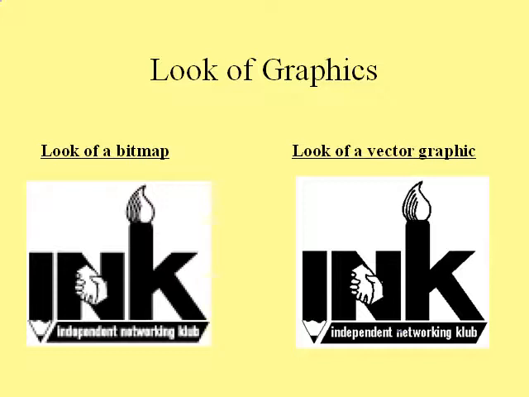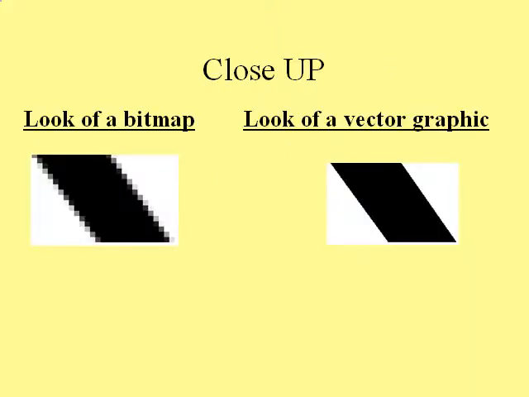Here's a different look. A bitmap graphic is dotted and pixelated. Vector graphics are generally cleaner because they're made up of lines from mathematical formulas. Look, a close-up look of a bitmap graphic. You can tell it's more pixelated. A vector graphic is line or object oriented.